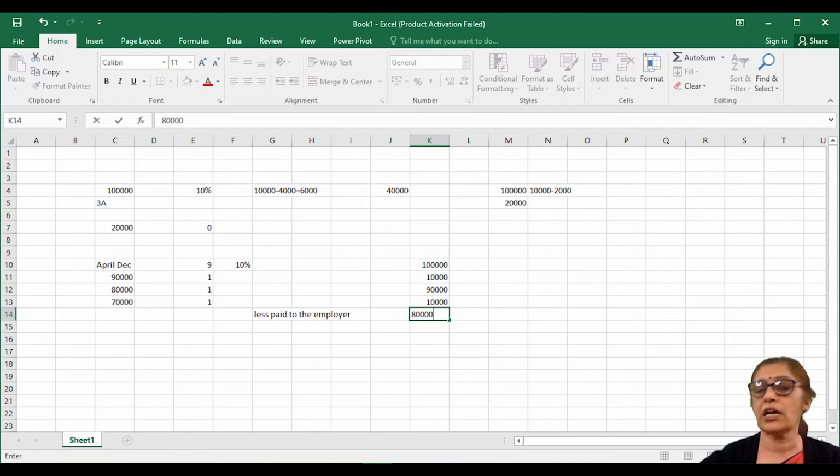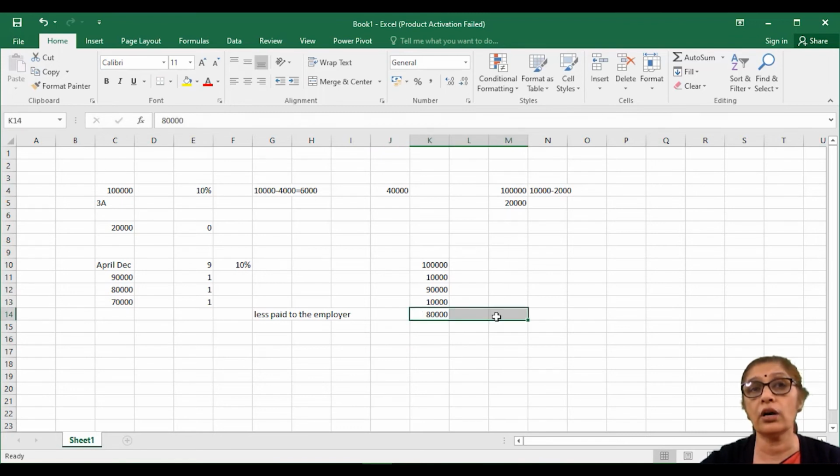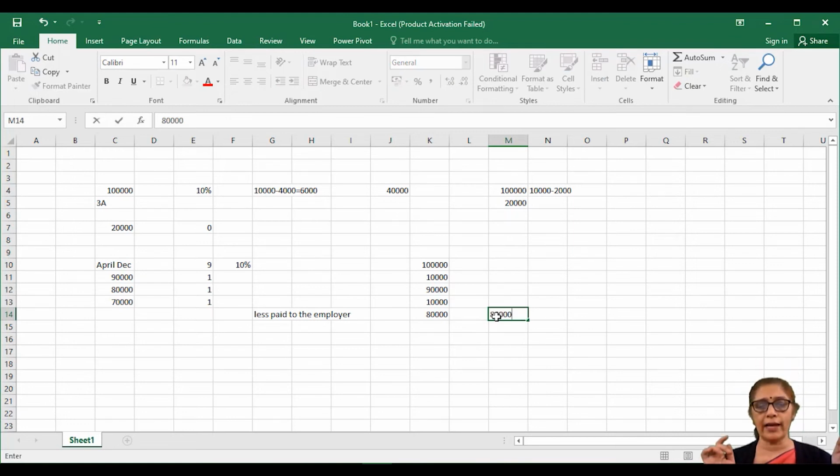Now this asset is transferred to the employee. So what are you transferring? You are transferring the asset worth 80,000. So what will be the value of the asset? 80,000. Because you bought it for 1 lakh, you have taken the benefit out of it worth 20,000. Now you are transferring an asset worth 80,000. Value is 80,000. So basically cost minus depreciation.